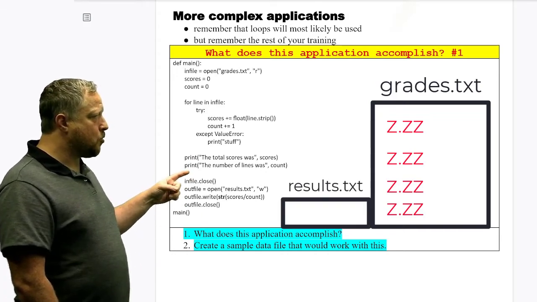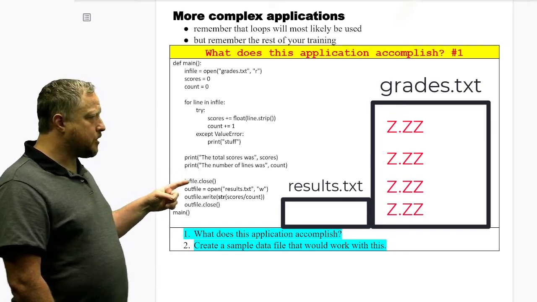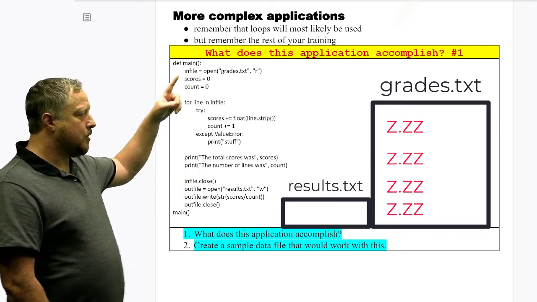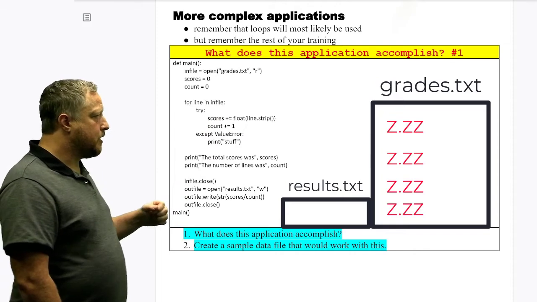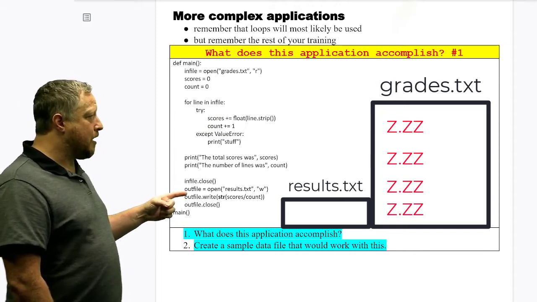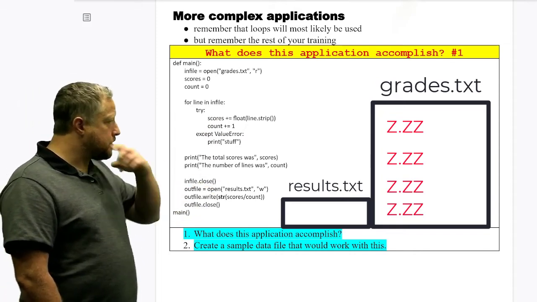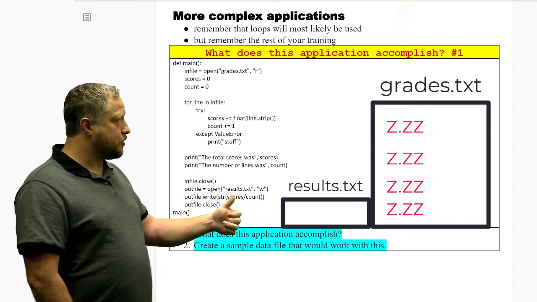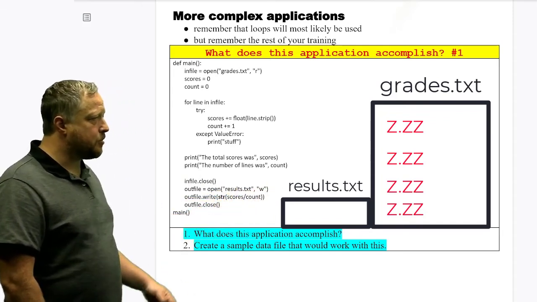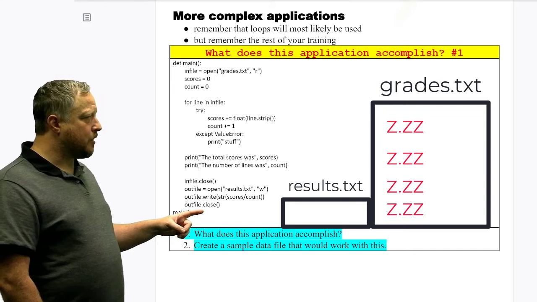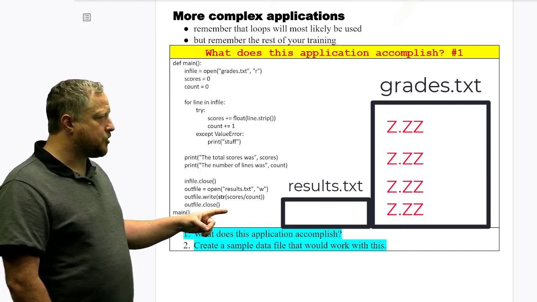So we're going to print the total scores and then the number of lines. These are most likely debugging statements. And then we close the in file. So we're done with reading in. Oh, looks like we're going to create an out file, open results.txt, and we are writing to it with a W, and then it looks like outfile.write a string of the scores.